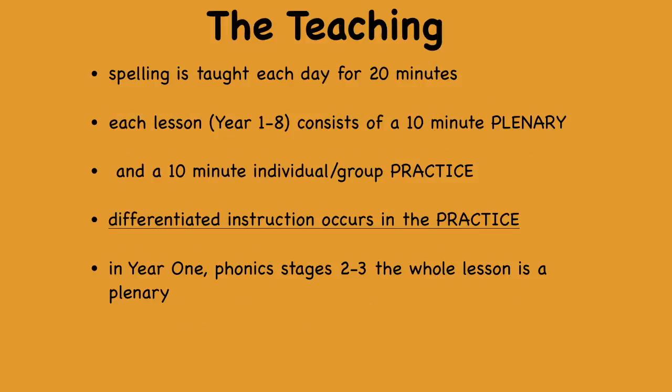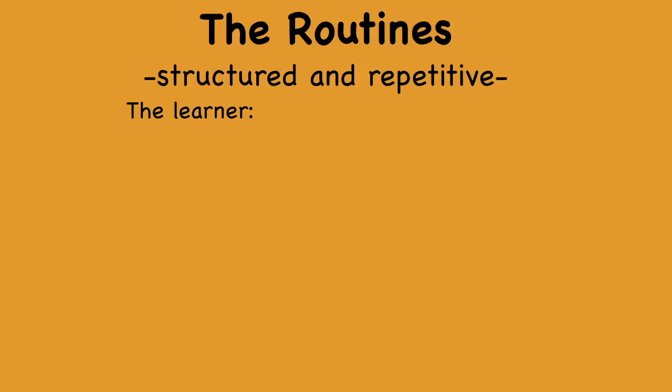Now, how is all this delivered? Well, spelling is taught each day for 20 minutes. Each lesson in year 1 to 8 consists of a 10-minute plenary where the whole class is taught together. And then there's a 10-minute individual or group practice time. In that time, the teacher goes towards those children who need more teaching. So this is where differentiated instruction occurs during the practice time. In year 1, phonics stages 2 to 3, the whole lesson is a plenary.